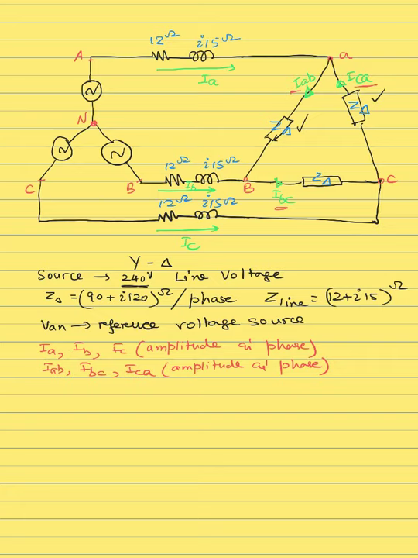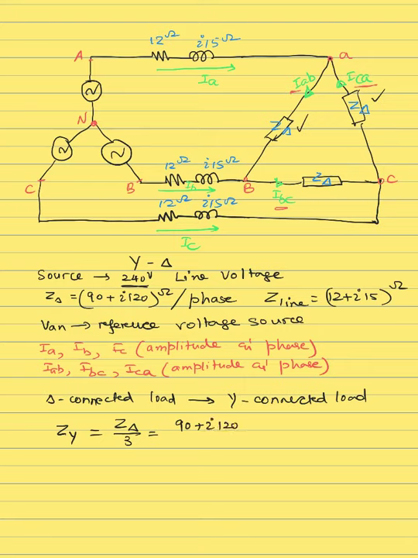Okay, so first of all, when we have a Y-delta system and we have to analyze it, what we do is we convert the delta connected load into a Y connected load. In order to do that, the Z_Y for each phase is given by Z delta divided by 3. Z delta is 90 plus j120, so dividing by 3 gives you 30 plus j40 ohms in each phase.